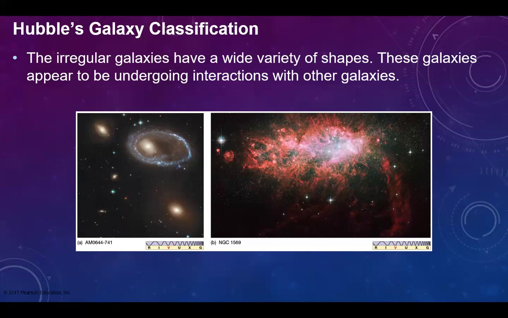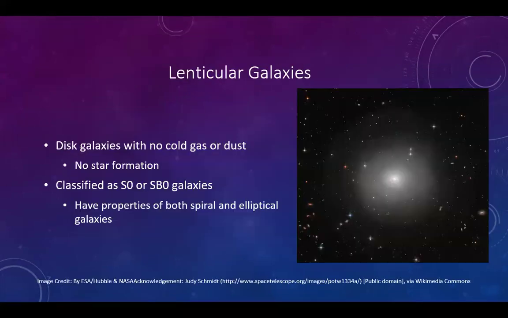So here, for example, this is a galaxy that another galaxy flew through, most likely. And you see this splash of star formation. Here's another irregular galaxy. And then lastly, there are lenticular galaxies, which are sort of in between spiral and elliptical.